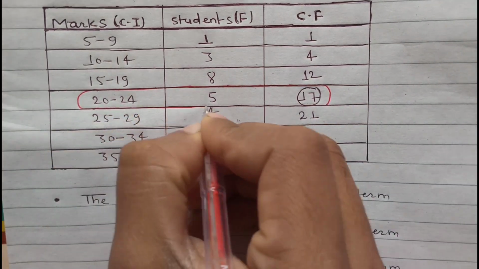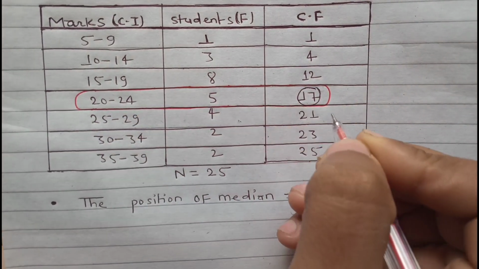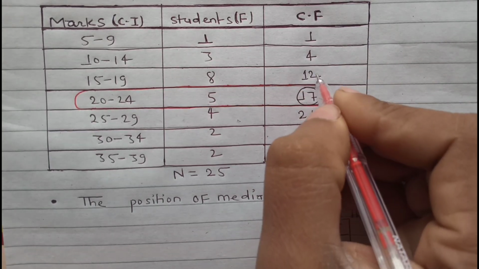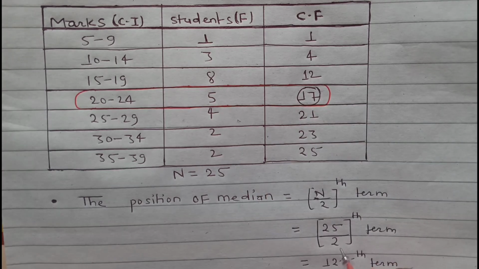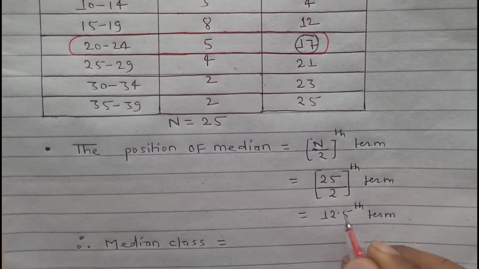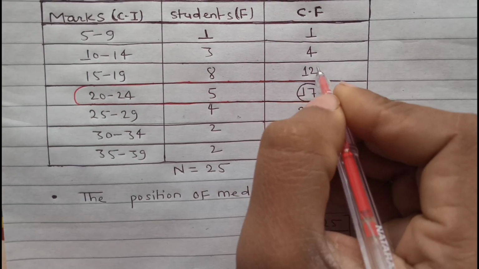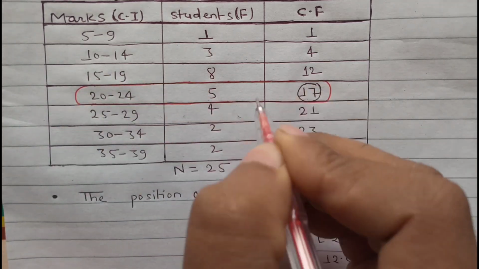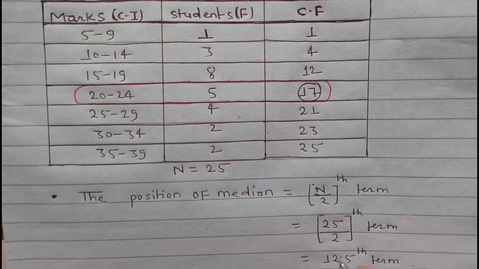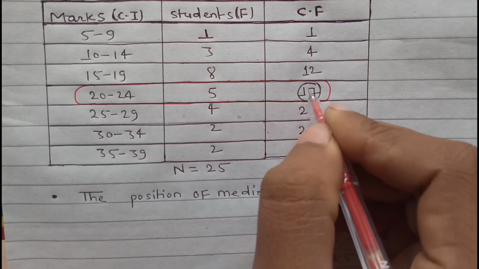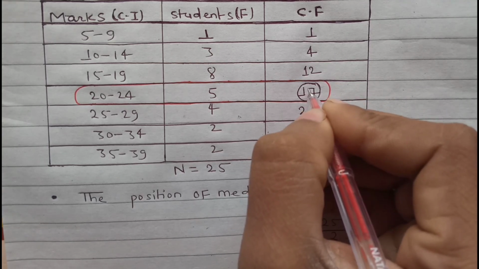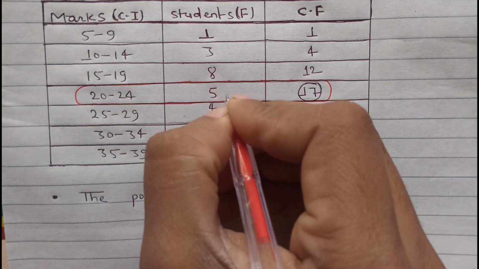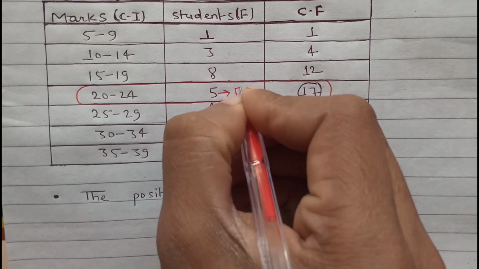Just remember, we have to assume the whole table for the median. If there is 12.5 in this table, the exact value of the position of the median, if there is 12.5 in the CF table, then we have to assume this one whole for the median. Now there is no 12.5 here, so we have to take more than 12.5 in the CF table. So 17 is more than 12.5, so we have to take this table, and this will be the frequency.